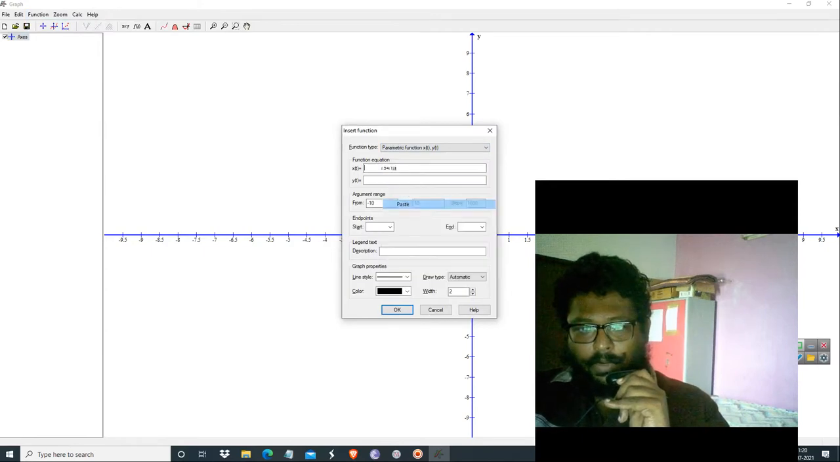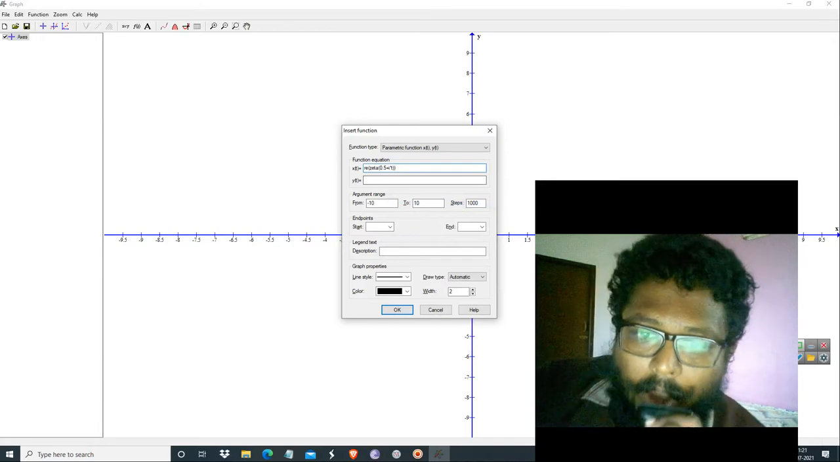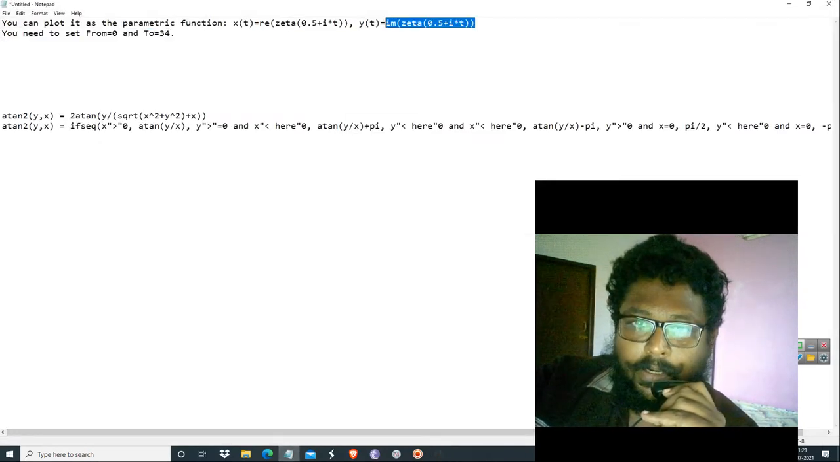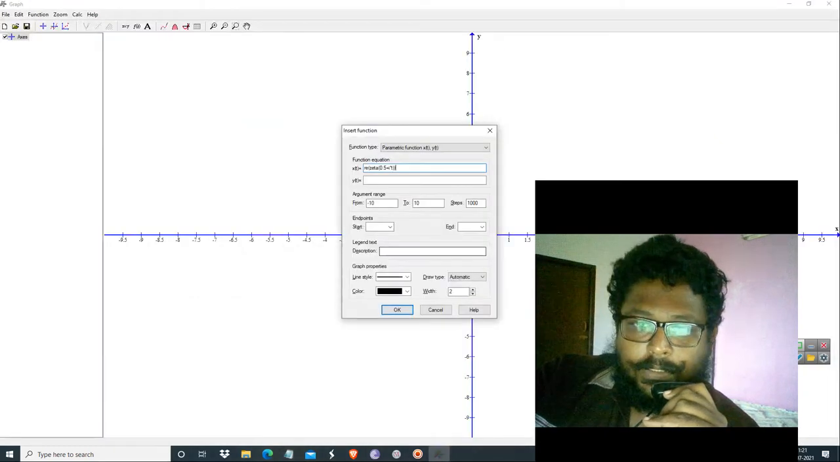This is a very wonderful software. Okay, this I'm going to plot. As you can see here, it is real of zeta 0.5 into t. And again, I'm getting over here, copying this and pasting over here.